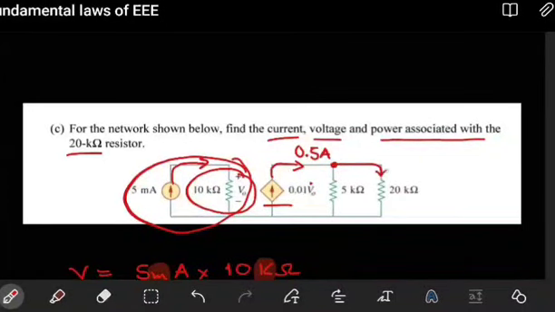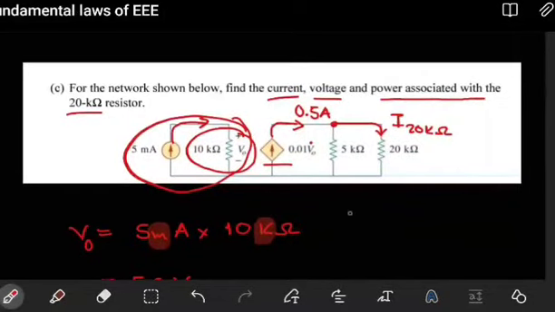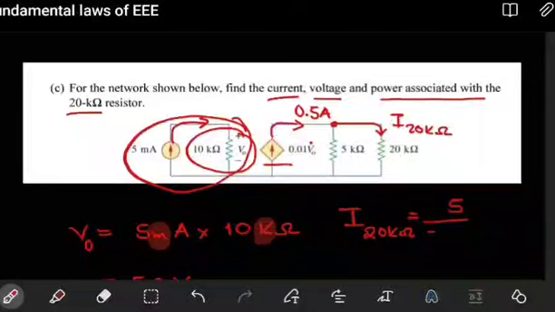Now that 0.5 amps, at this junction, is going to be split so that part of it goes towards the 20. That is what we want to find, the current towards the 20 kilo ohm. To find it, we will use current division. The current going towards the 20 kilo ohm will be, you know how current division works, the other resistor on top: 5 kilo divided by 5 kilo plus 20 kilo, multiplying the current they're sharing. These are all sharing 0.5 amps.